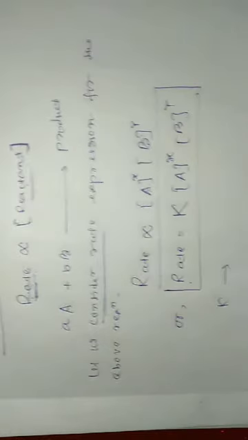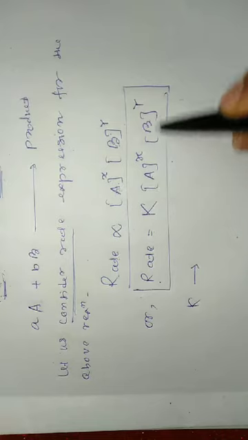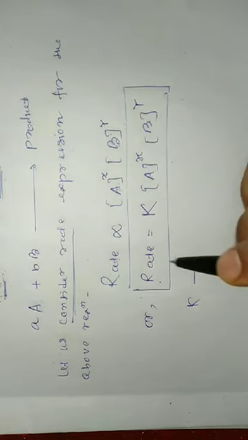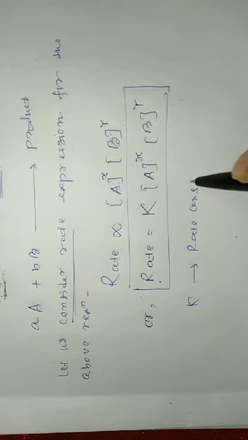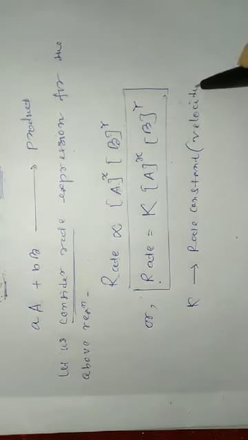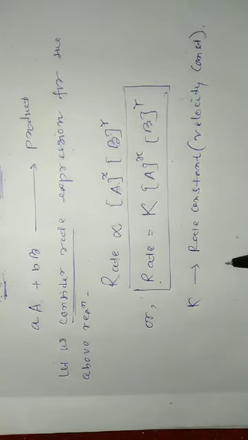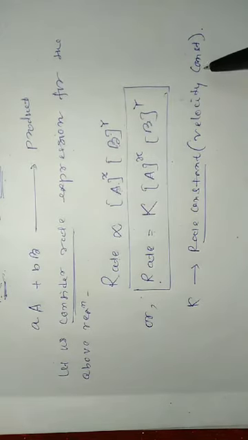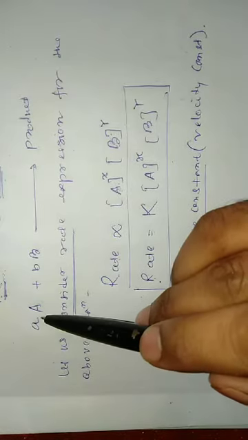In this equation, this is known as the rate equation, rate law, or rate expression. In this equation, k is known as the rate constant or velocity constant. It is known as rate constant or velocity constant. So this is the rate equation for this general reaction.